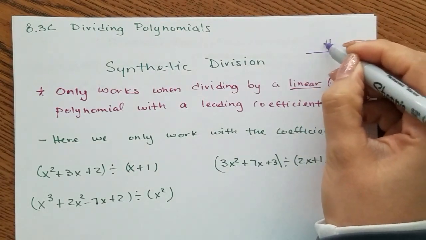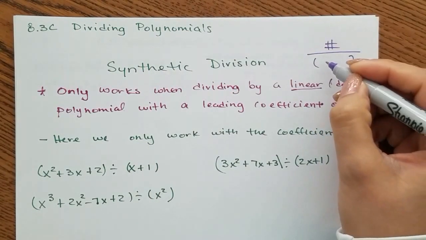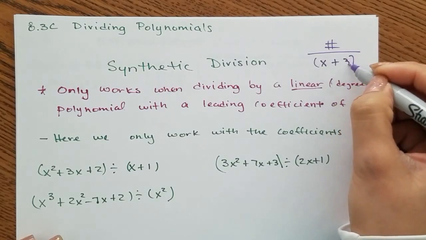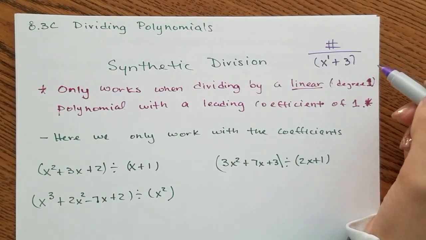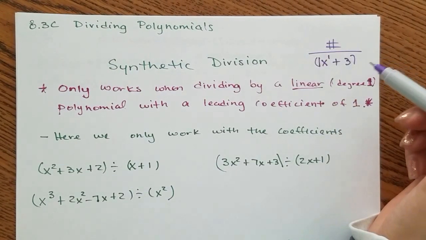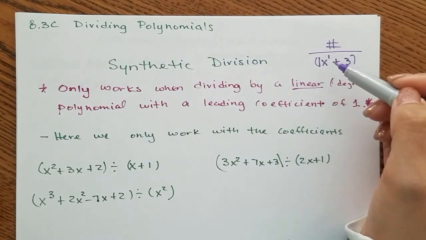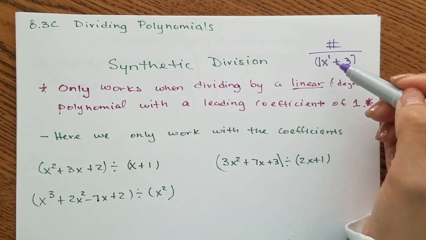So whatever polynomial you have here on the top, it can only be divided by x plus some other number. Okay, it has to be to the power of 1, and it can only have a coefficient of 1 here. If that has another coefficient of 2 or it's got another power, don't even try synthetic division because it's not going to work. So just go back and do the long division.